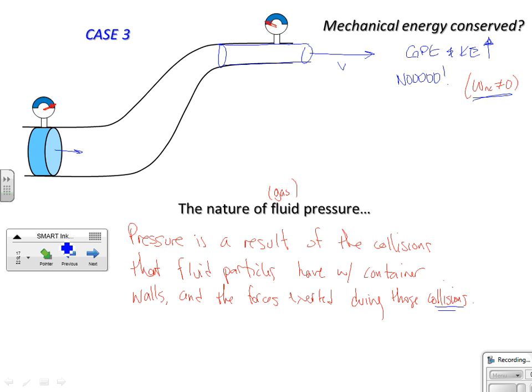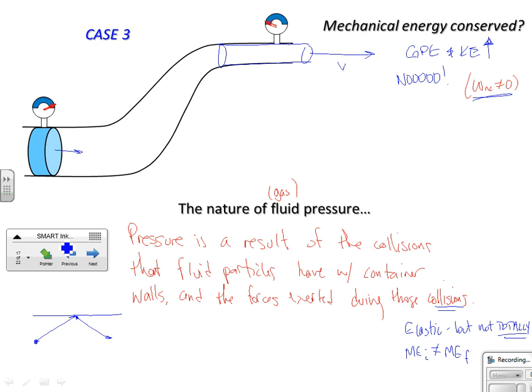And these collisions are actually, here's a wall of a container. This is a fluid particle. It actually hits the wall and bounces off. This is called the kinetic theory of gas. We're using it for fluids in general. So these collisions are elastic, but not totally. So therefore, mechanical energy is not conserved. All right, that's a big deal.